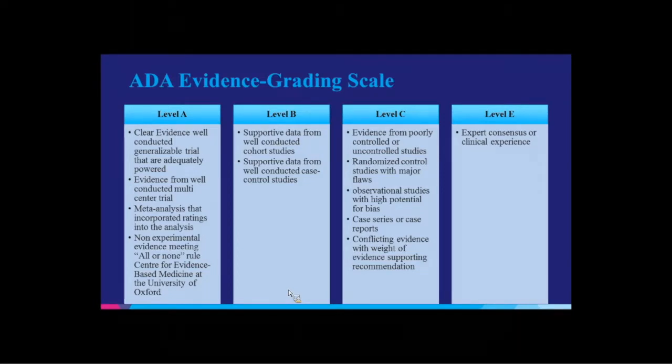B, supportive data from well-conducted control style studies, supportive data from well-conducted case controls. Level C, evidence from poorly controlled or uncontrolled studies, randomized controlled studies with major flaws based on the reviewer's view of the study, observational studies with high potential for bias, case series or case reports, or there's conflicting evidence. Level E is just expert opinion or consensus of clinical experience.